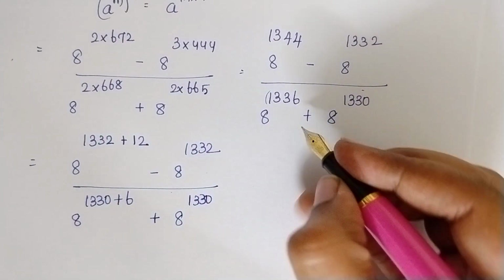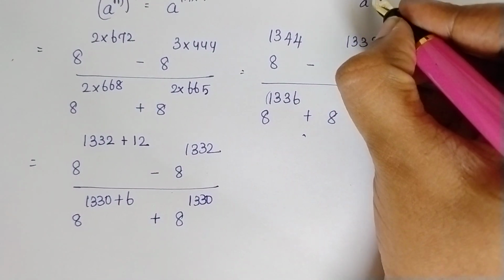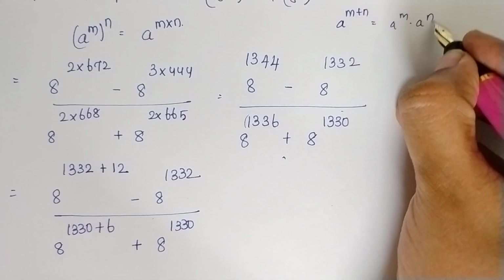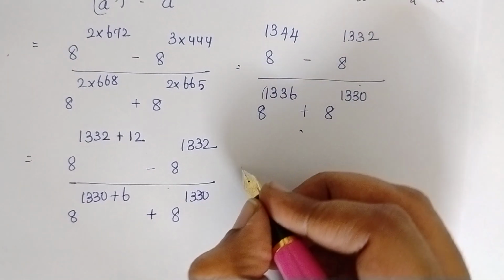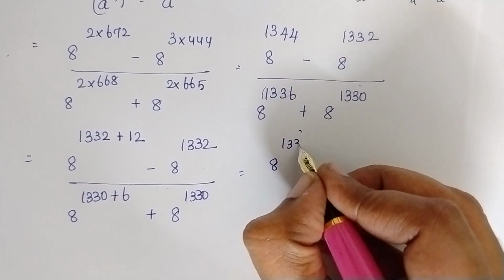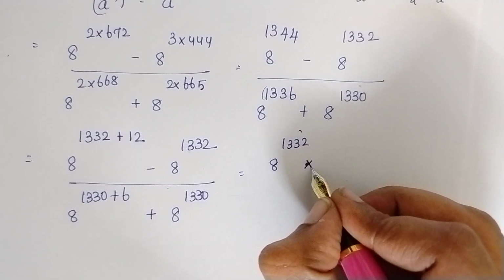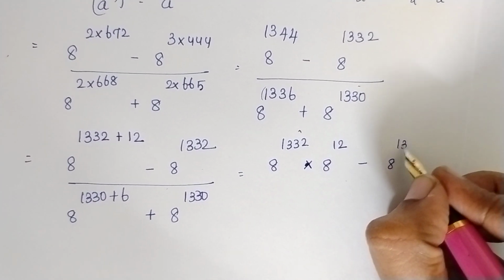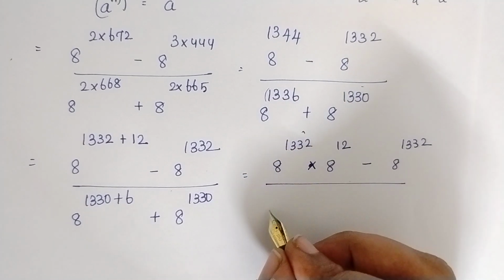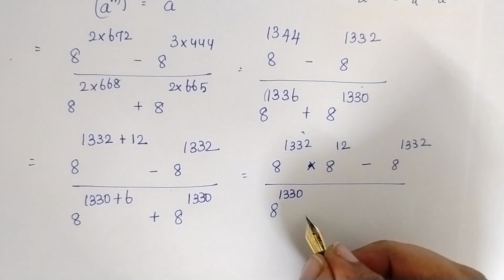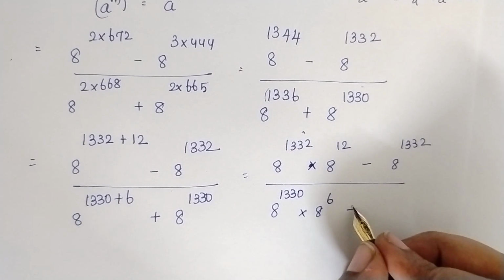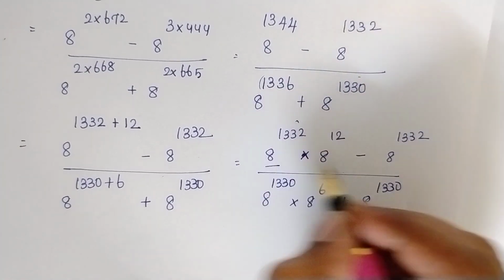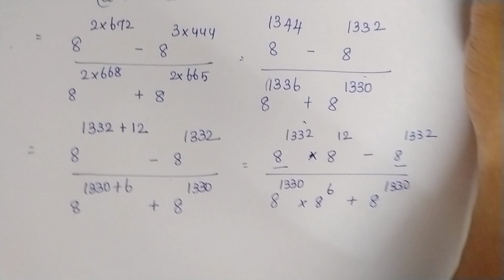Okay, so this is in the form of a power m plus n, which can also be written as a power m into a power n. So just use that rule here. Therefore this becomes 8 power 1332 multiplied by 8 power 12 minus 8 power 1332, divided by 8 power 1330 multiplied by 8 power 6 plus 8 power 1330. So by seeing this itself, these two will be common. So take that commonly out.